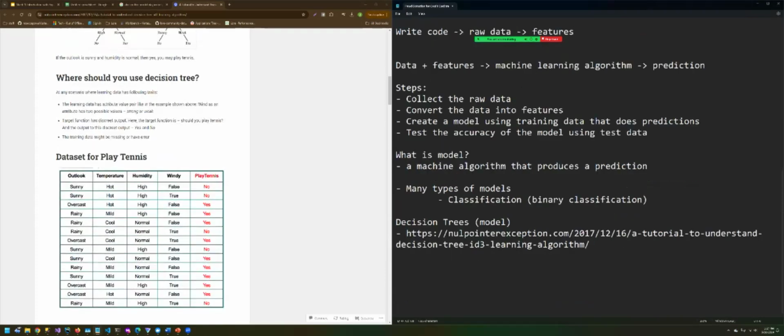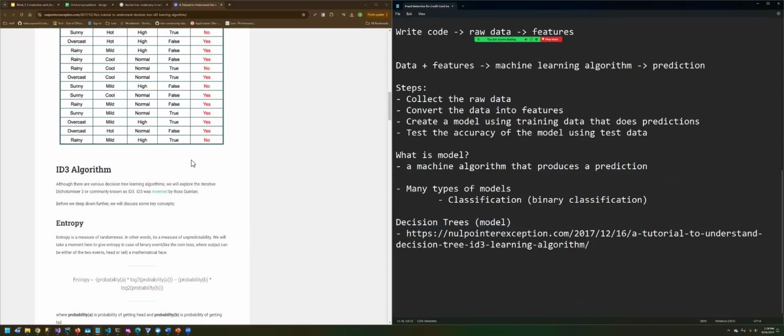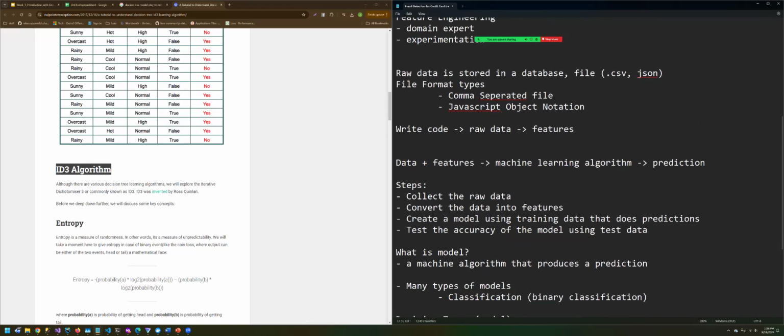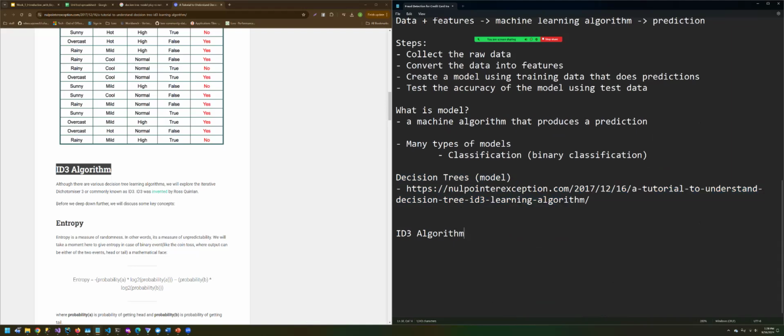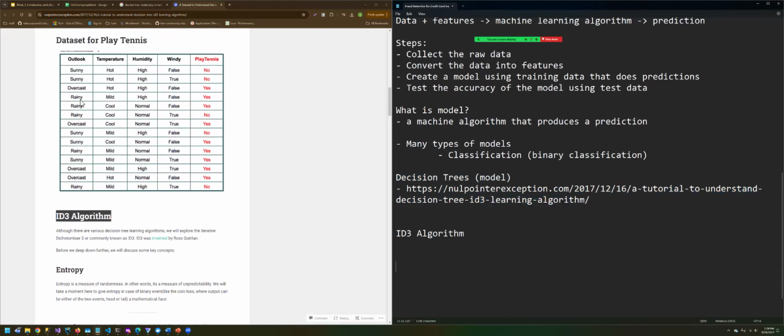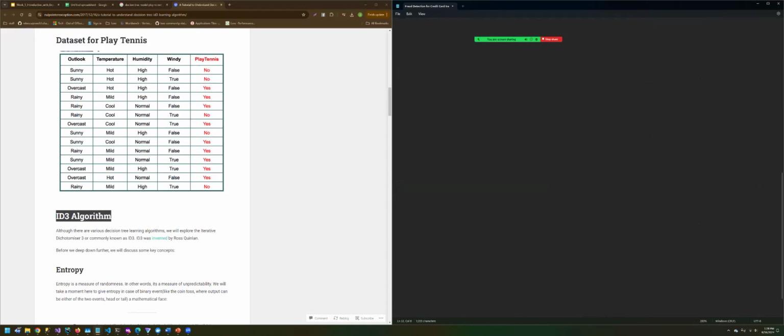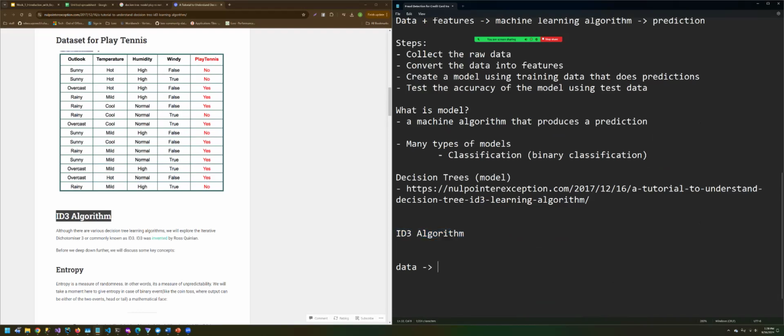And so once you've chosen to use a decision tree, there are different algorithms to build them. This is one of them, the ID3. There are different ones. We're just going to choose this for now, just because that's the one that's here. It doesn't matter in this example. And so we're going to use this decision tree. And so what we're going to do is we're going to take this data and we're going to feed it into this algorithm.